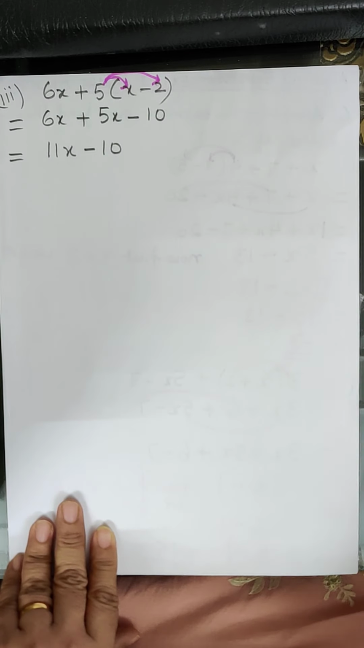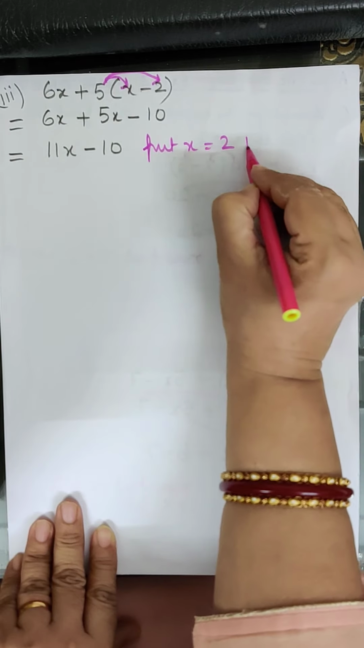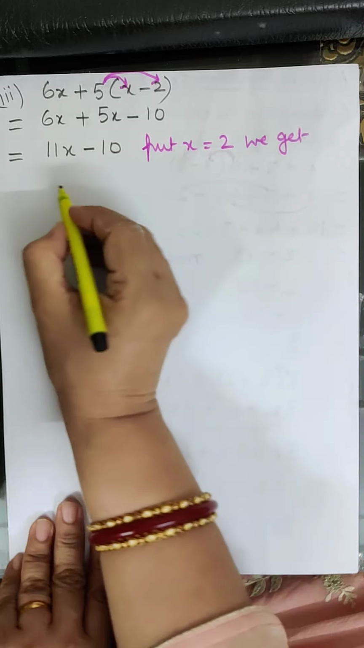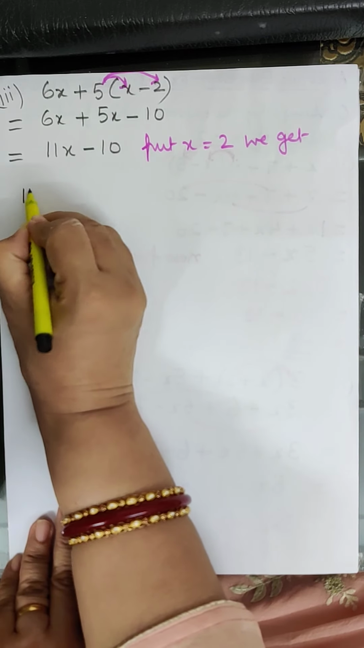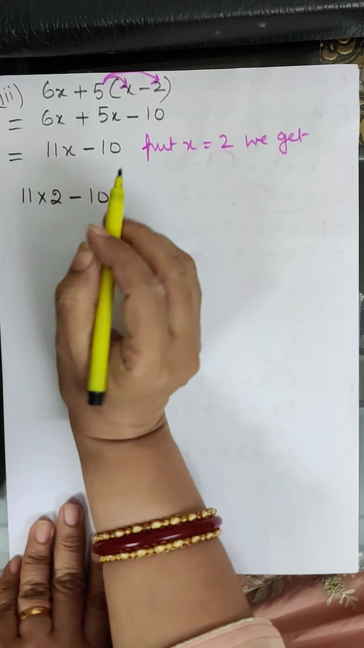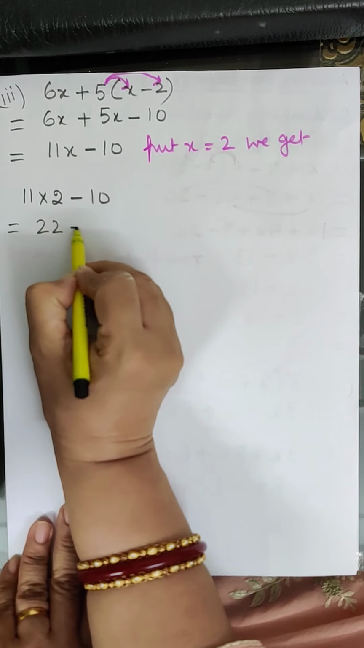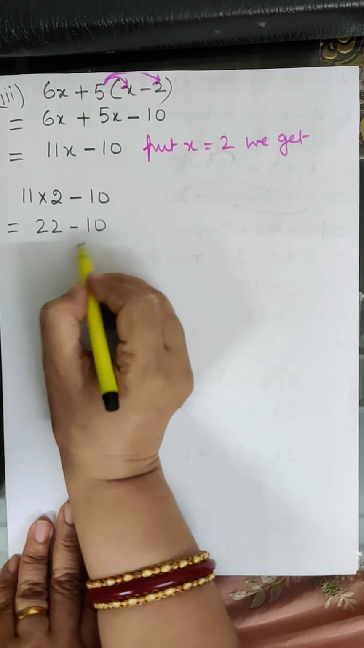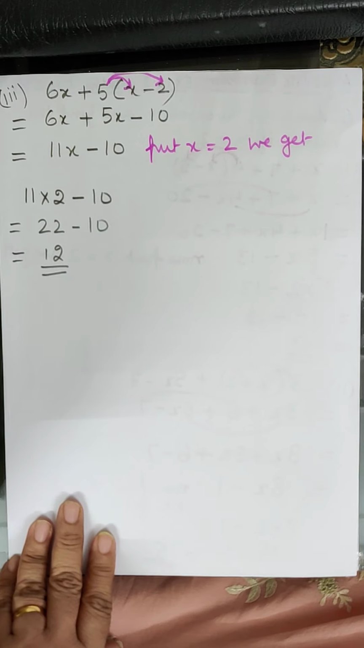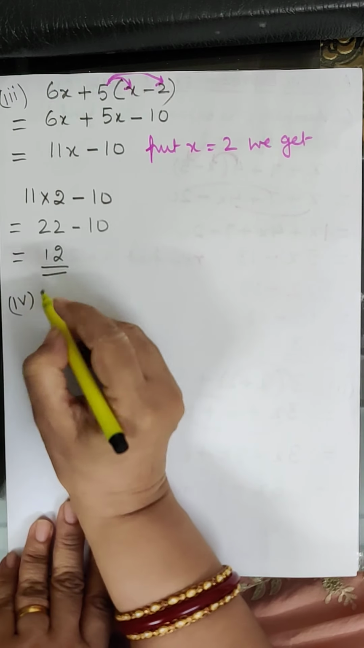Okay. Now put x is equal to 2. What do we get? 11 into 2 minus 10. यहाँ पे x की जगह 2 आ जाएगा. So 11 into 2 is 22 minus 10. 22 minus 10 is what? 12. So this is the answer. Is this clear? Now coming to the fourth part of the question.